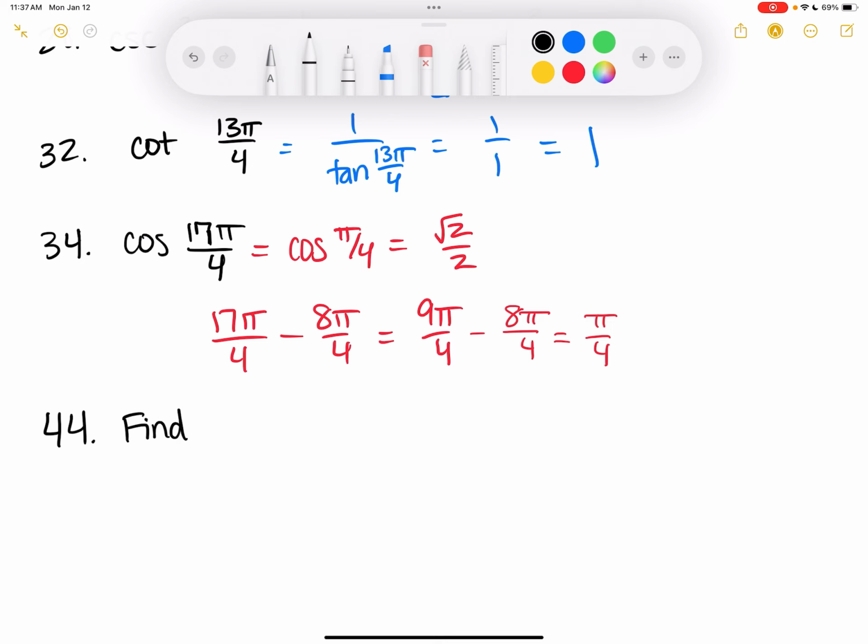Alright, 44. Find the cosine of theta and the cotangent of theta if the sine of theta is equal to 1/4 and tangent of theta is less than 0.